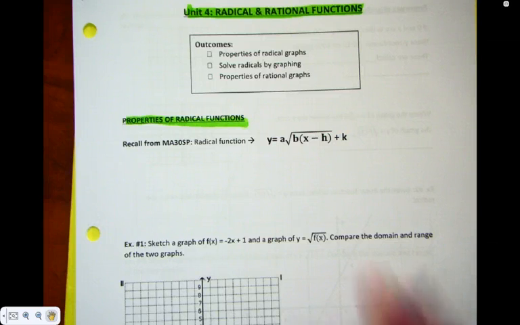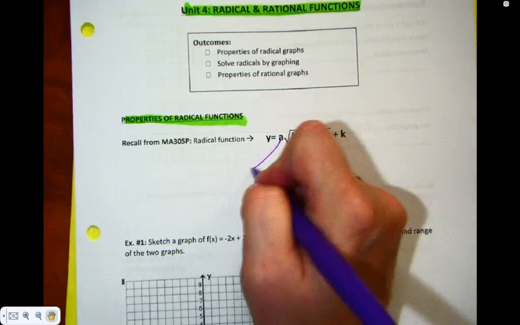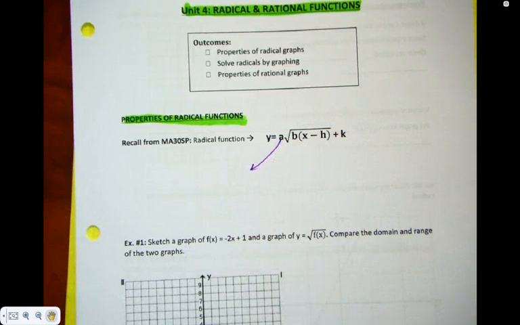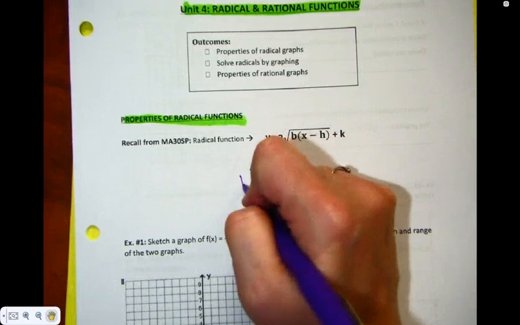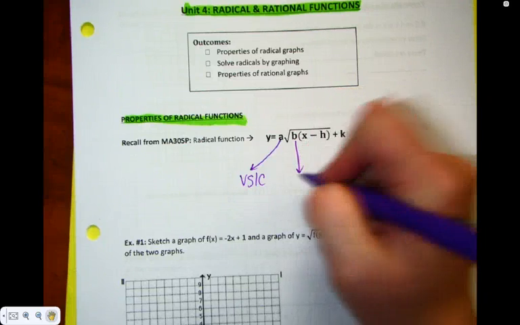So back to radical functions. Just a review from last year, but really last unit as well. What is the A? Scared me a little bit there. Yep, vertical stretch or compression. What is the B?